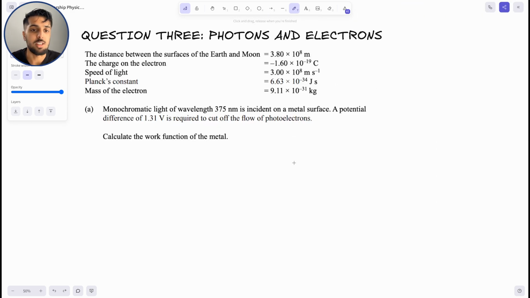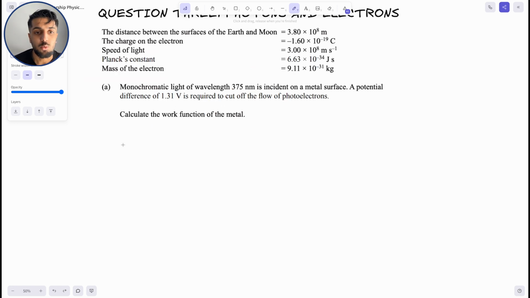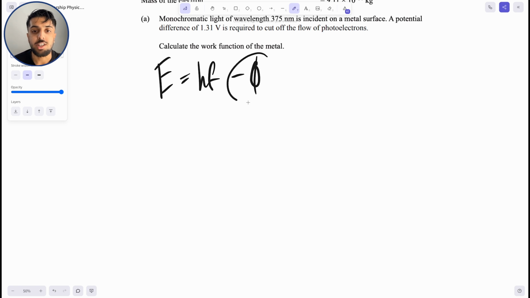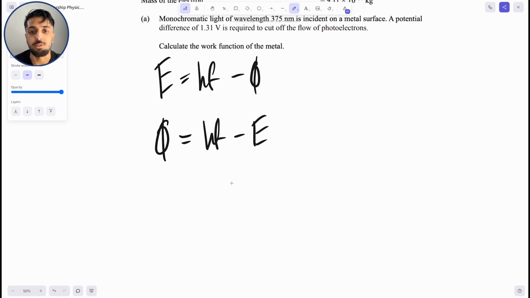Okay, question 3. Monochromatic light of wavelength 375 nanometers is incident on a metal surface. A potential difference of 1.31 volts is required to cut off the flow of photoelectrons. Calculate the work function of the metal. So we know that the energy of the photoelectrons is equal to hf minus the work function of the metal. Therefore, rearranging for our work function, we get the work function is equal to hf minus the energy of the photoelectrons.